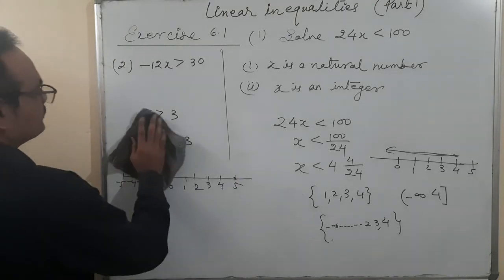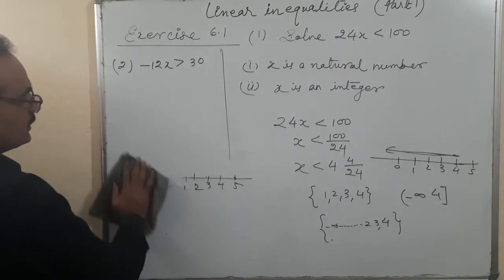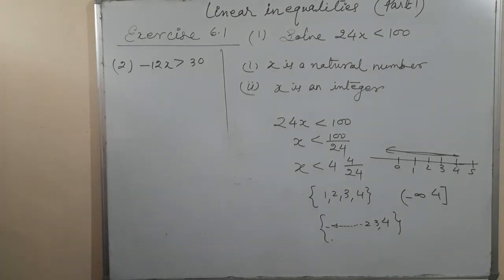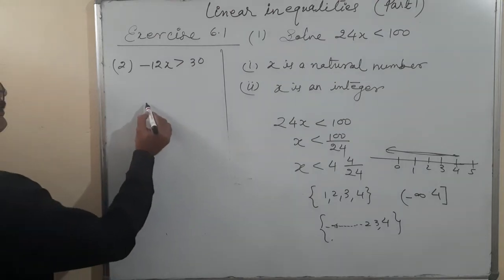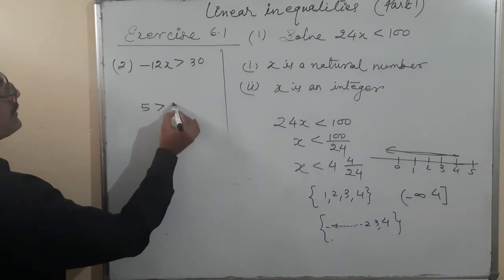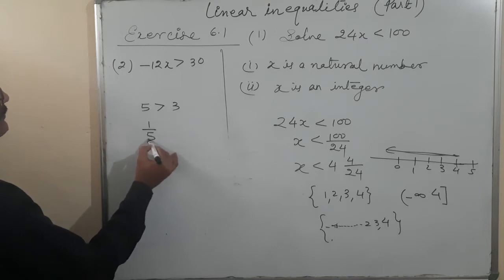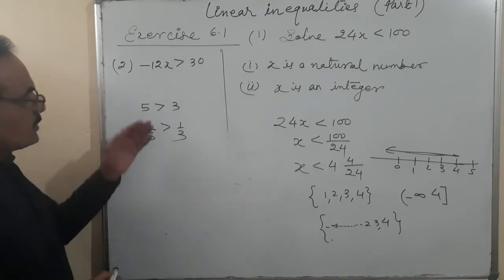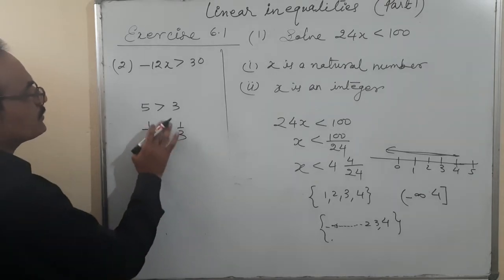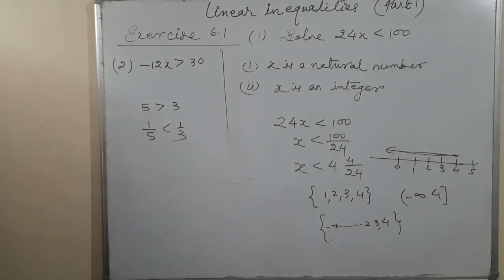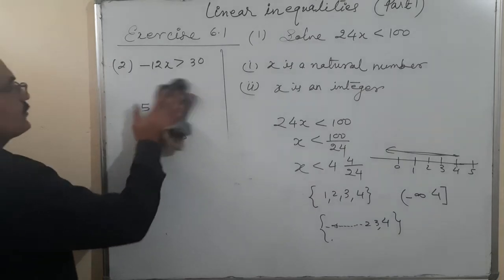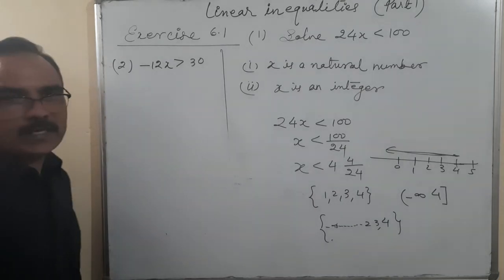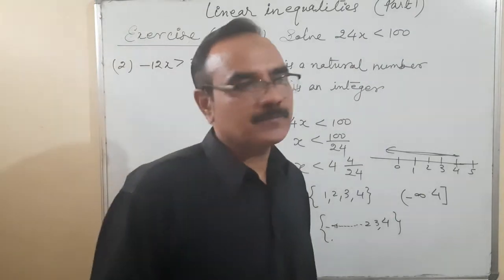And in case of reciprocals, let us see what happens. Suppose 5 is greater than 3. Then 1 upon 5 is greater than 1 upon 3 is not true. So in the reciprocal also, the inequality will change. So if you have any confusion, just take a numeric example and find out the result immediately.